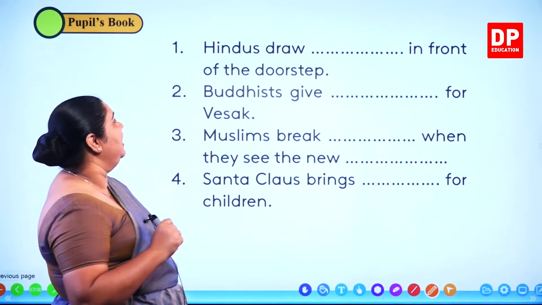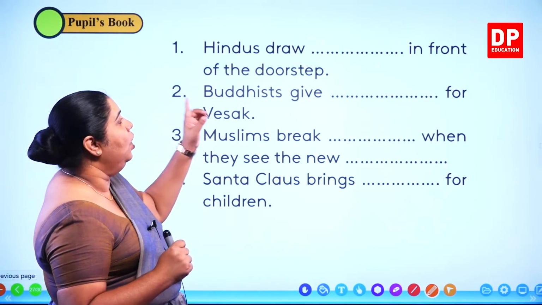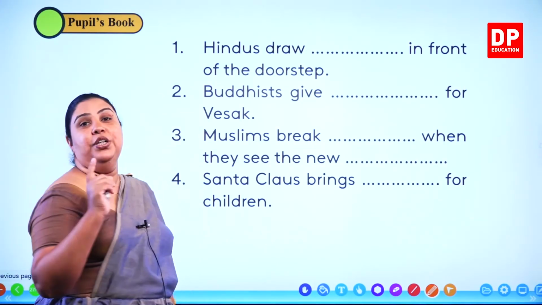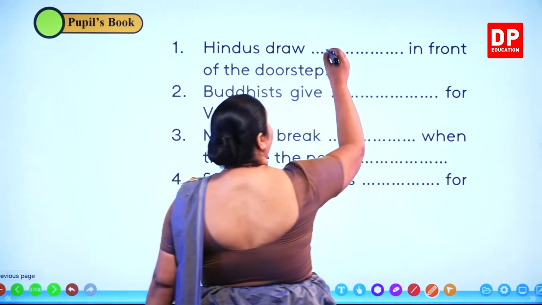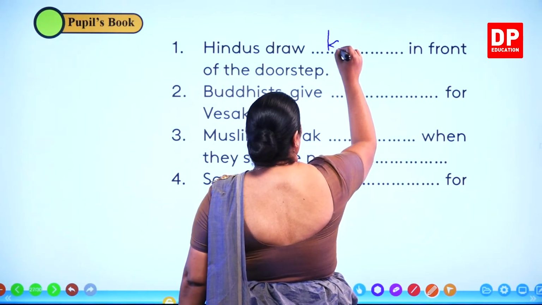Kolam. That's right. Hindus draw kolam in front of the doorstep. So you have to write here kolam.